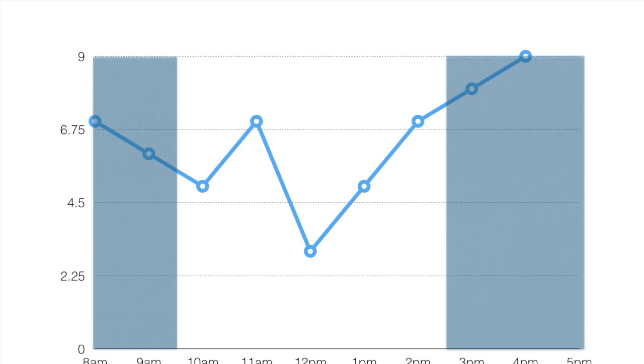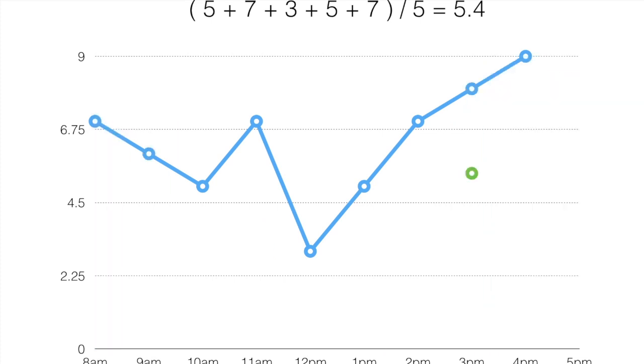The value at 10 a.m. was 5, 11 a.m. was 7, 12 p.m. was 3, 1 p.m. was 5, and 2 p.m. was 7. The average of these values is 5.4. So the moving average at this point in time is 5.4.